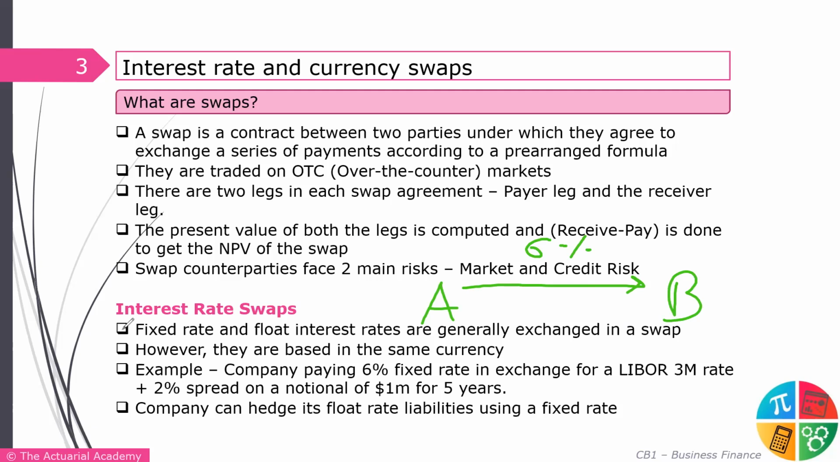6% interest rate to party B, and party B will pay the float rate or the LIBOR rate. OK, float rate or LIBOR rate.